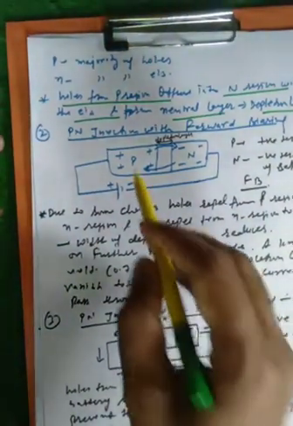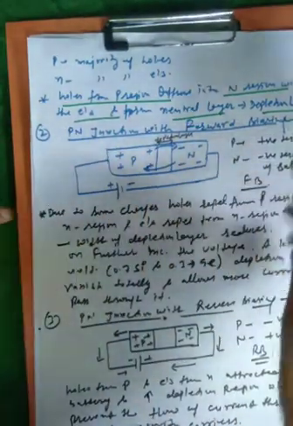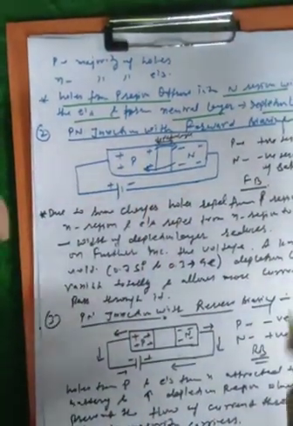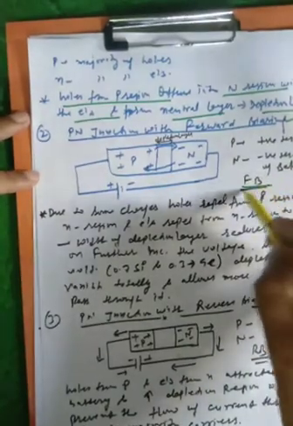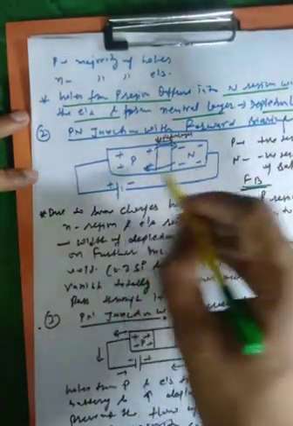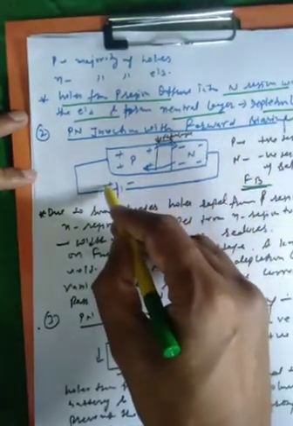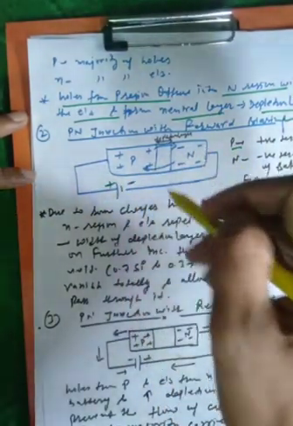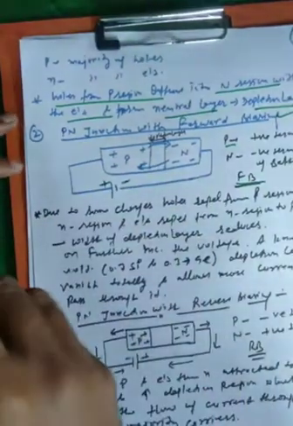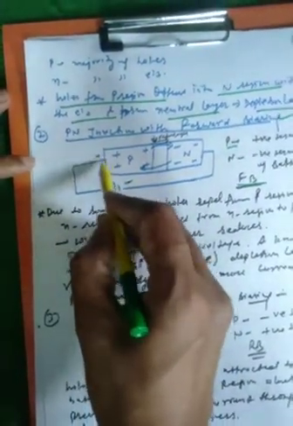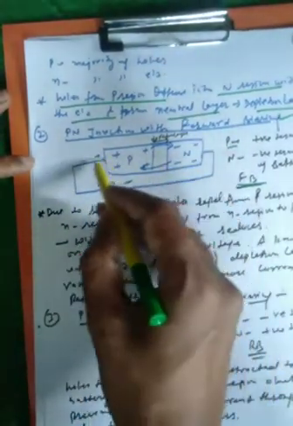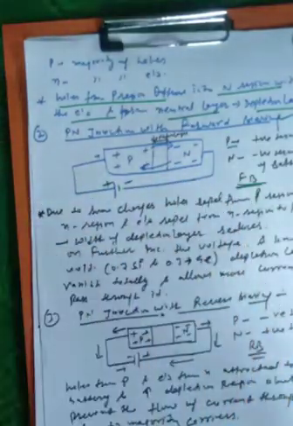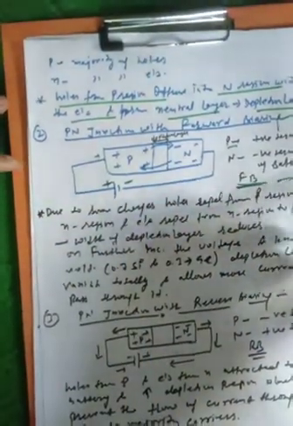Next case is PN junction in the forward biasing. When we apply the forward biasing, what will happen? We apply the battery, that is the positive of the battery is connected with the P terminal and the negative of the battery is connected with the N terminal. P is positive, N is negative, and this is a forward bias condition, because positive is connected with positive and negative with negative. It is known as the forward biasing.